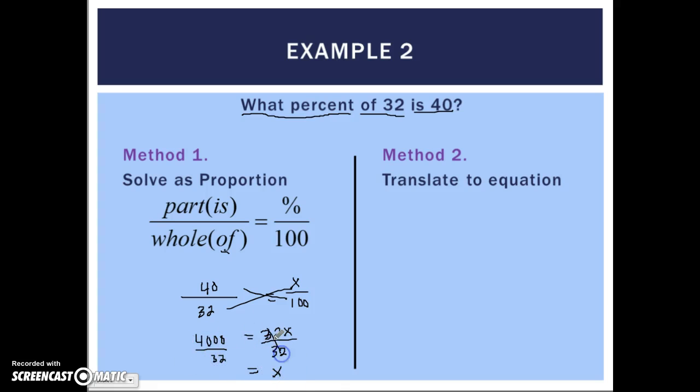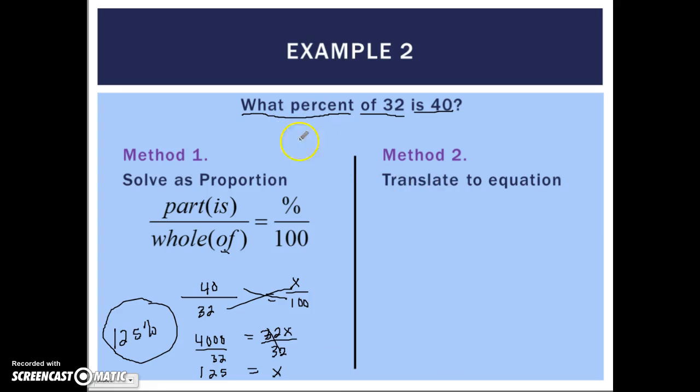And then x equals 4,000 divided by 32, which is 125. So this one, my percentage is 125%. And this makes sense because we're looking at what percentage of 32 is 40. 40 is a larger number than 32, so it's going to be greater than 100%, because 32 of 32 would be 100%. So 40 of 32 is greater than 100%, and that's what we got here.